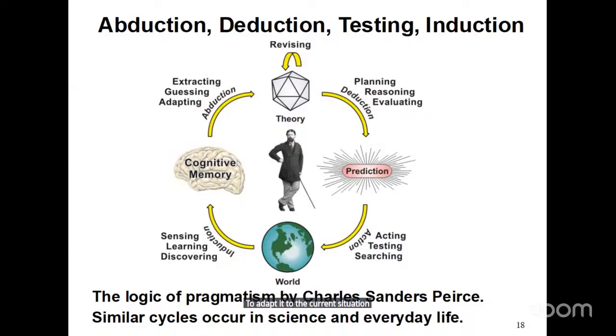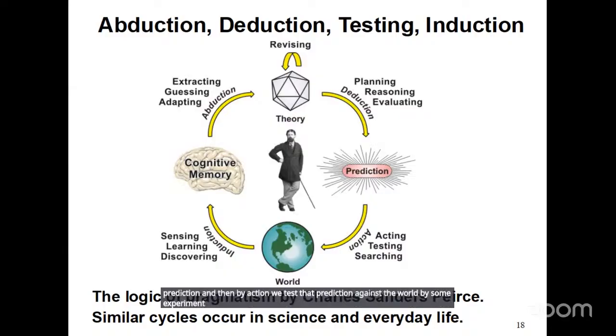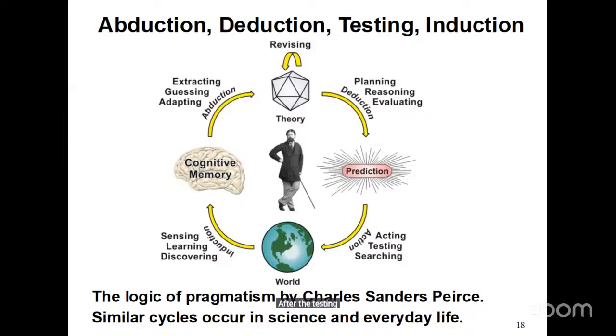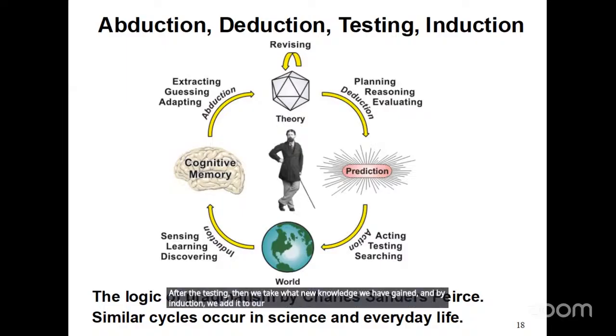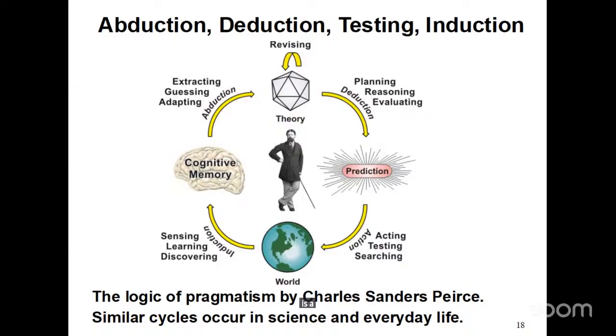And then by deduction, we make some prediction, and then by action, we test that prediction against the world by some experiment or just observation of some kind. And then after the testing, we take what new knowledge we have gained, and by induction, we add it to our cognitive memory. And so this cycle is a logic of pragmatism that occurs in every branch of science and also in everyday life.